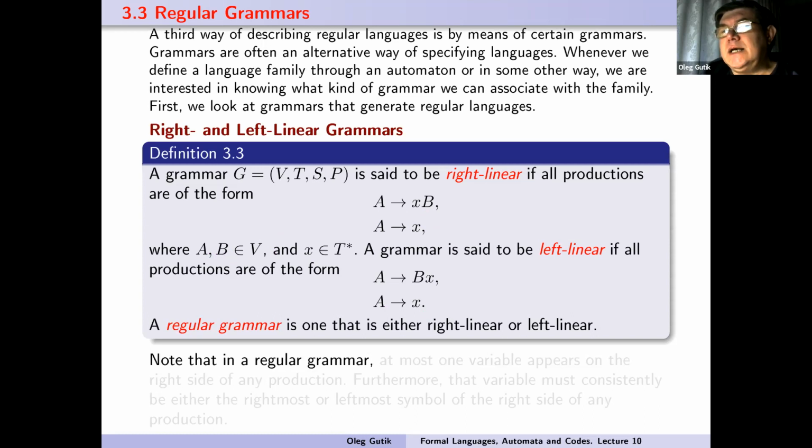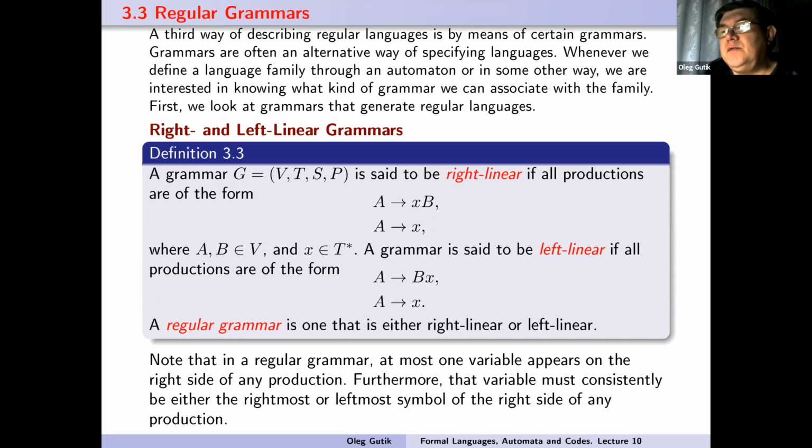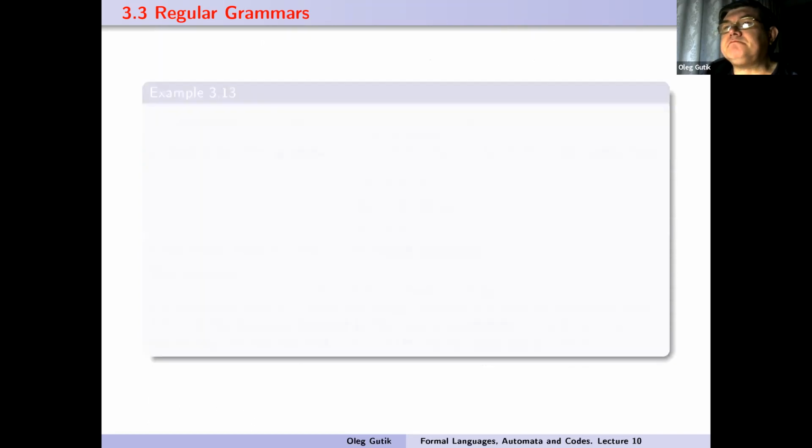And we know that in a regular grammar, at most one variable appears on the right side of any production. Furthermore, that variable must consistently be either the rightmost or leftmost symbol of the right side of any production.